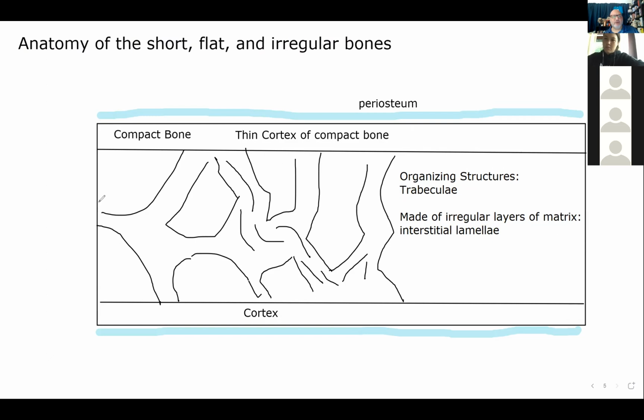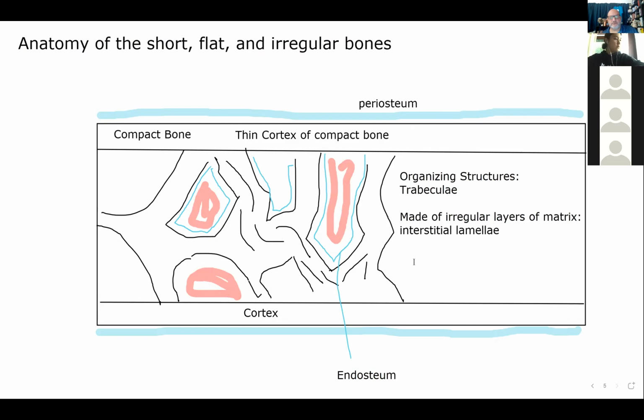This space is also going to be lined by a dense irregular connective tissue, and of course, this dense irregular connective tissue is our endosteum. And the space itself, even in mature adults, is primarily filled with red bone marrow. And there you go. The anatomy of our short, flat, and irregular bones is really just that simple.